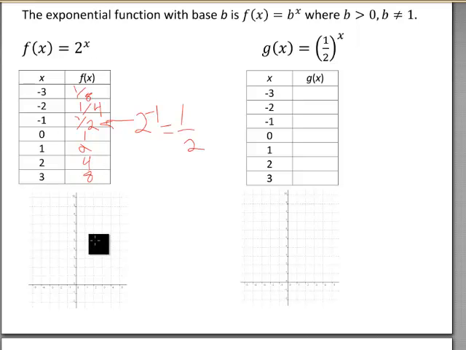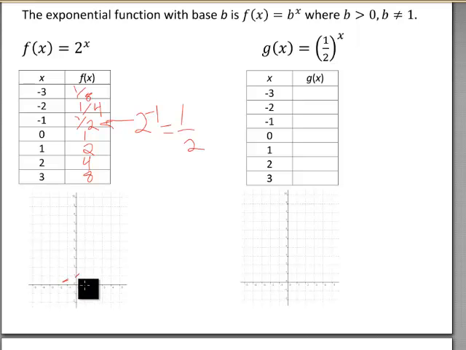So we can graph those. Don't forget this is really supposed to be a 2. So 0 is at 1, negative 1 is a half, and I have a hard time drawing dots. Okay, so we have a half there, we have a 4th there, we have an 8th down here.